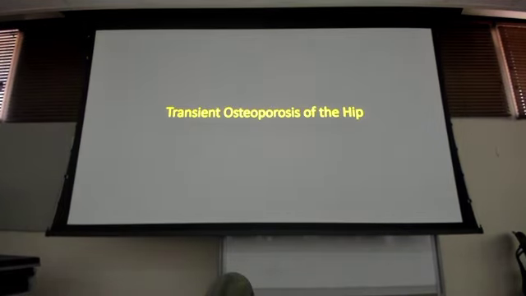Any questions about snapping hip syndrome? Nothing? Okay, we'll start this then. Transient osteoporosis of the hip. Well, are we still discussing topics that deal with adult patients? Yes.